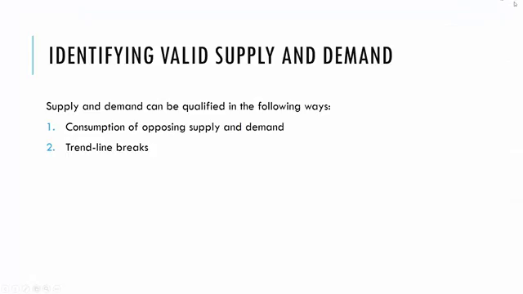And I'll cover this in detail shortly in the coming analysis. So the first one we looked at is consumption of opposing supply and demand. This is the most powerful way to qualify supply and demand. But we can also look at trend line breaks. Okay, good. Let's continue.